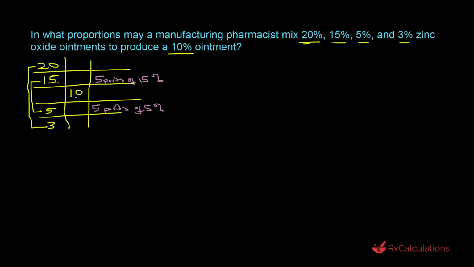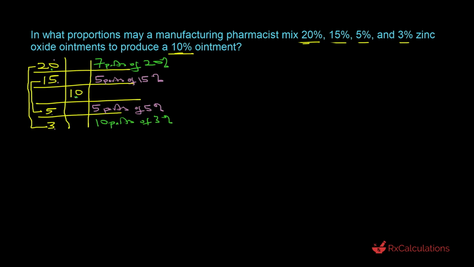And then now you're going to do the outermost section. So you're going to do the 20, the 3, and then the 10. What that will look like is you're going to take the 10 and subtract the 3 from it. So 3 from 10 gives you 7, and that goes to the top right. So you have 7 parts of the 20% ointment. And you're going to take the 10, subtract that from the 20, and 10 from 20 is 10. So you have 10 parts of the 3% ointment.